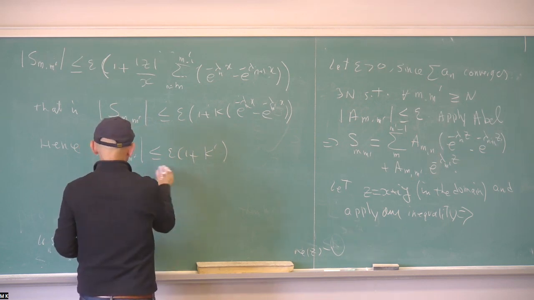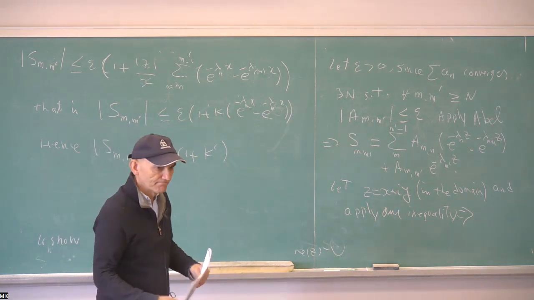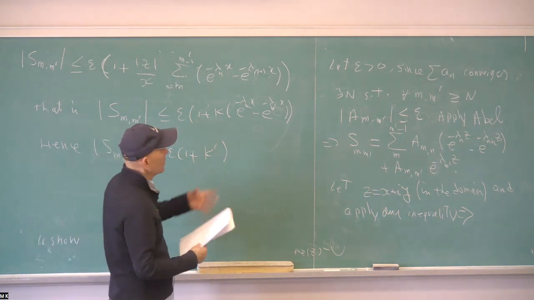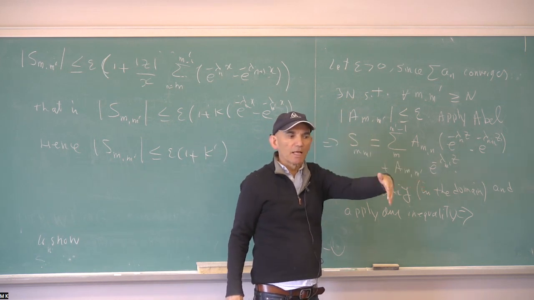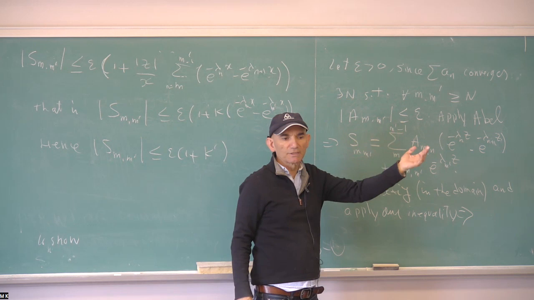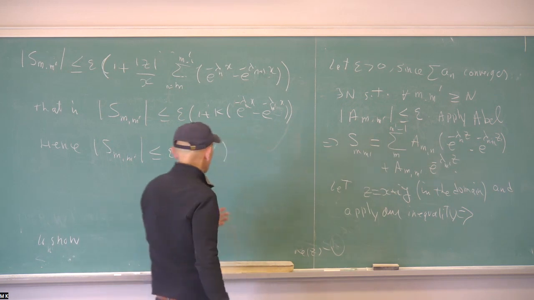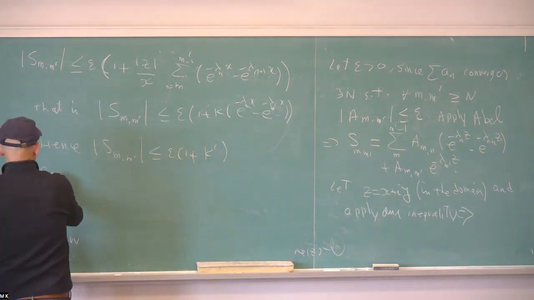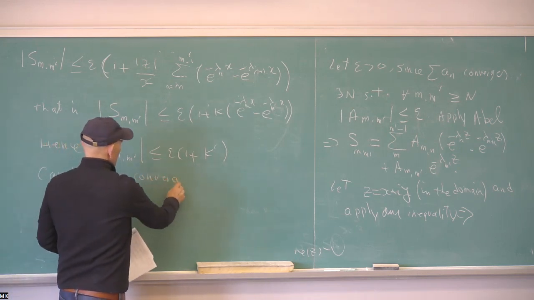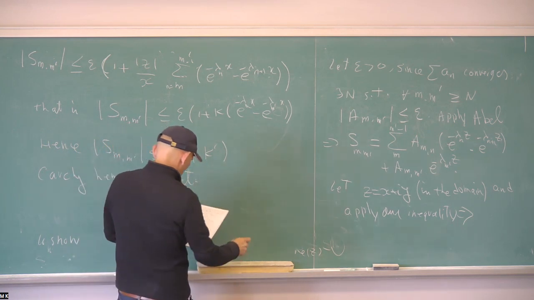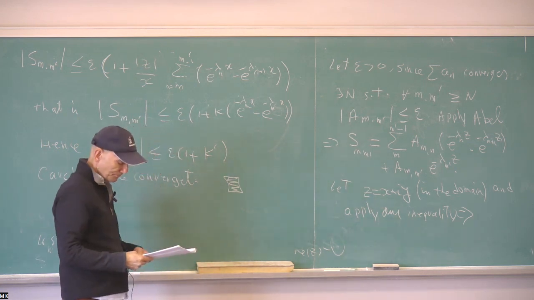So this shows that the series is Cauchy, so it's convergent. For any epsilon, it proved that there exists an n such that the difference between the mth summation and the m prime summation is less than or equal to epsilon if m and m prime are far away from the starting point. That's Cauchy, hence convergent. So that's one of the main things we wanted to achieve.